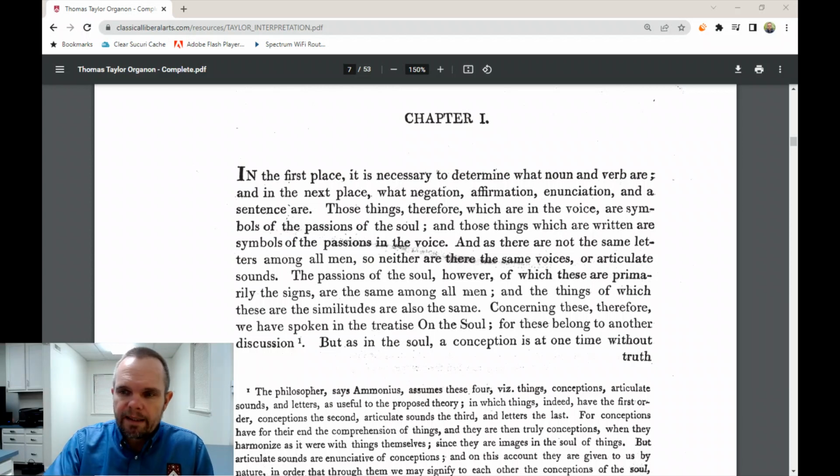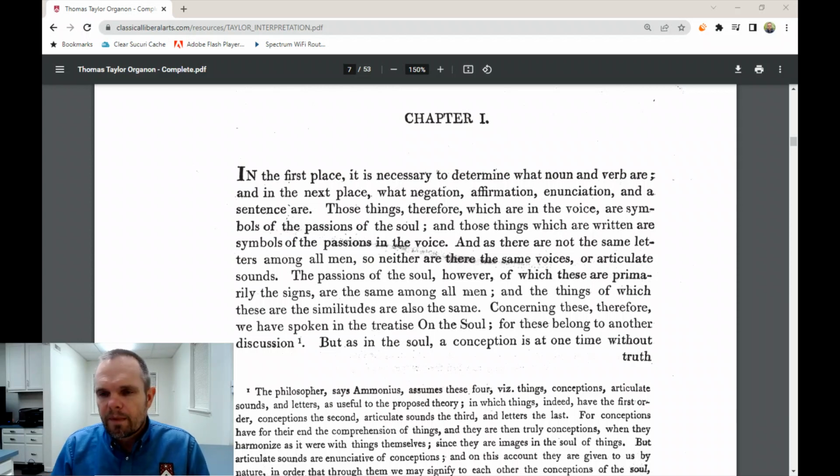So those are the only 2 parts of speech that are significant in the study of interpretation. In the next place, what negation, affirmation, enunciation, and a sentence are. So here, after discussing the noun and the verb as the simple parts of judgment or of proposition, we're going to talk about different kinds of propositions: negation, affirmation, enunciation, and the sentence. Okay, so that first sentence is a simple overview of the content of this book.